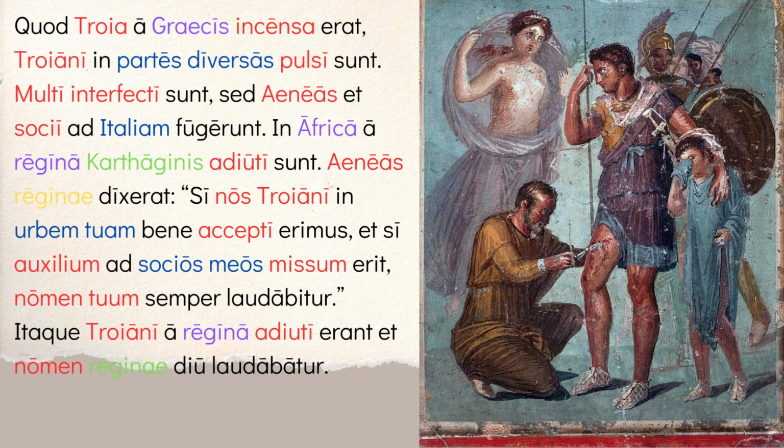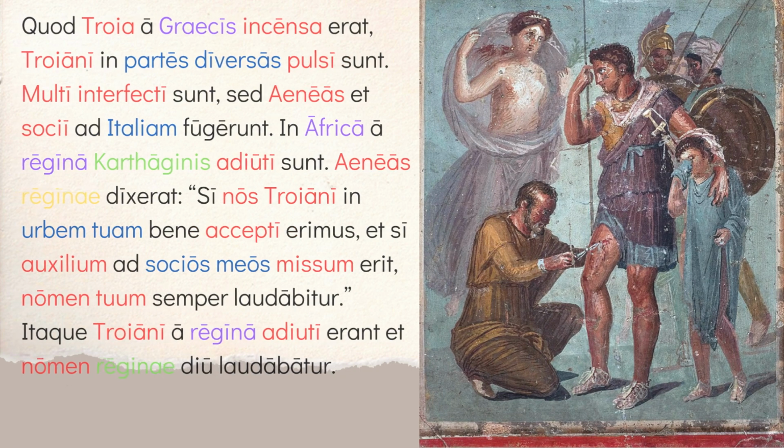Okay. Then you have itaque Troiani a regina adiuti erant et nomen reginae diu laudabatur. There we go. So he's saying, and so the Trojans, the Troiani, adiuti erant, they had been helped. It's pluperfect passive, adiuti erant. They had been helped a regina, by the queen, and nomen reginae, right? The name of the queen was praised, laudabatur, right? It's imperfect tense, passive voice. It was praised, diu, for a long time. So it's saying they were actually helped by the queen, and she was known forever, right? Queen Dido. She's very, very famous.